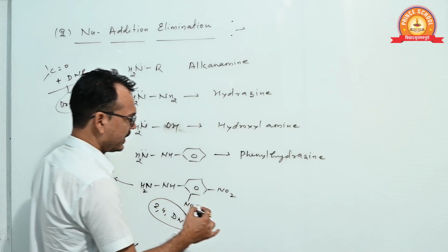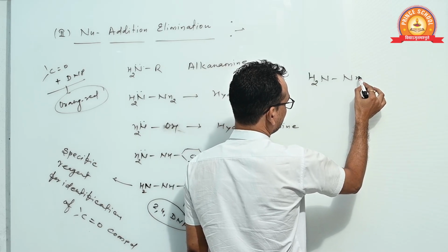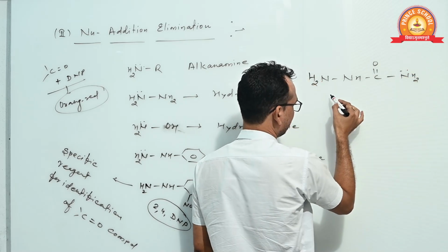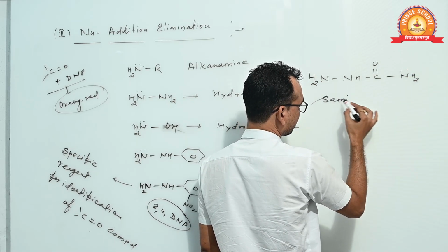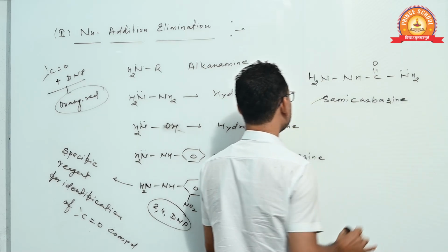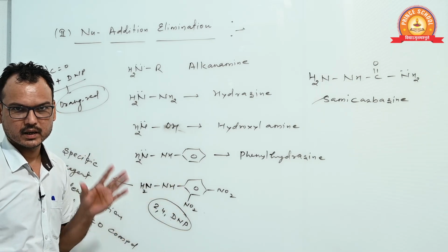Clear. And the last one is NH2NH-C double bond O-NH2. It is semicarbazide. Clear. All of these are derivatives of ammonia. Clear.